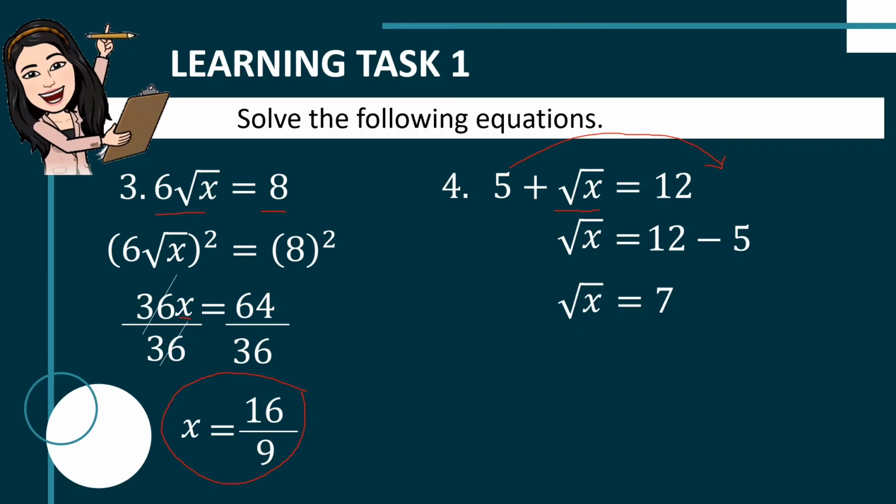Since naka-isolate na, so therefore, what is the index of our radical expression? Okay, we have 2. So therefore, we will raise them to the power of 2. Niraise natin to the power of 2. Now, square root of x squared is equal to x. Very good. How about 7 squared? 7 times 7 is equal to 49. So therefore, the value of x is equal to 49. Okay? Did you understand? Okay, good.